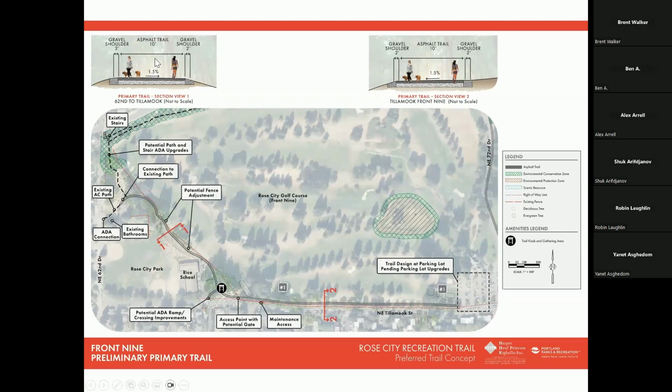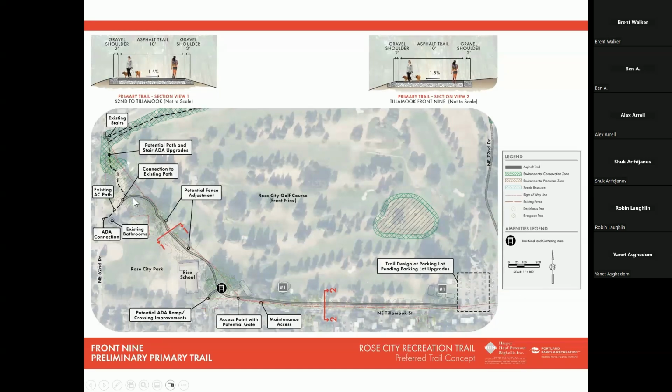You can see the trail section cuts here. Here's section number 1 showing the 10-foot wide asphalt trail, and we would provide those gravel shoulders for folks who prefer not to run or walk or roll on a paved path, but would prefer to use a soft surface. So that soft surface would be available on the shoulders for folks to run and walk and roll as they prefer.